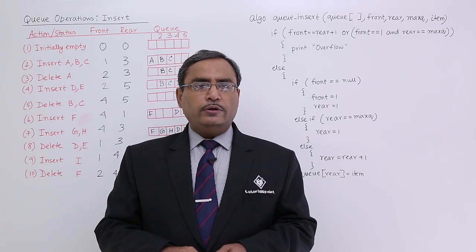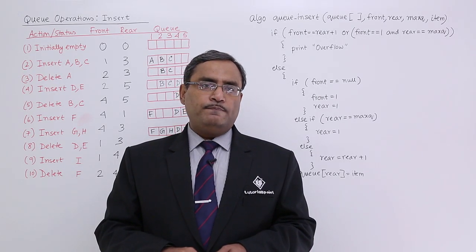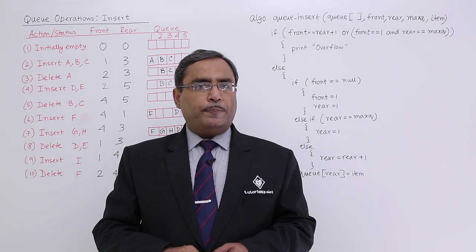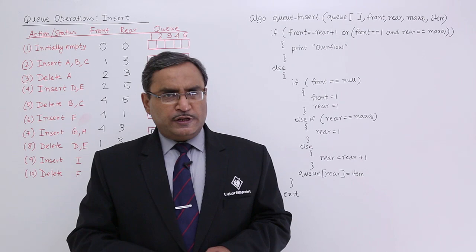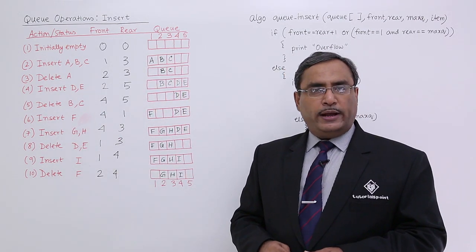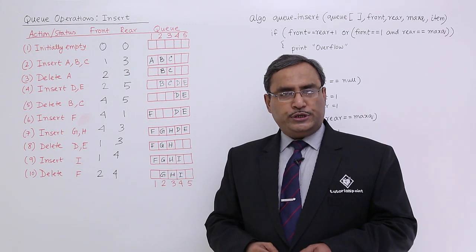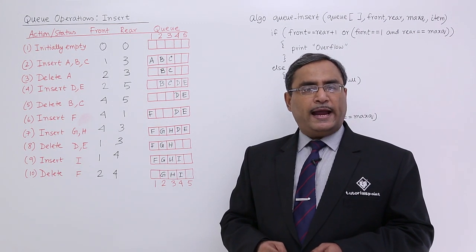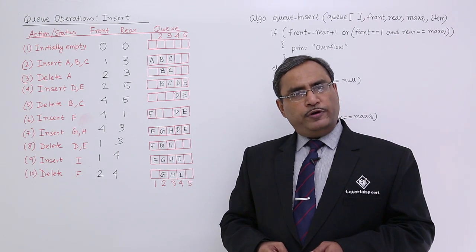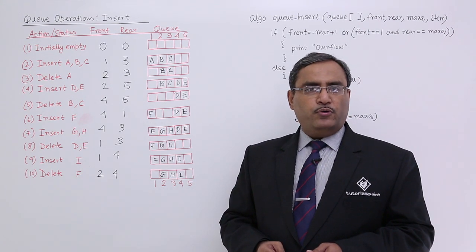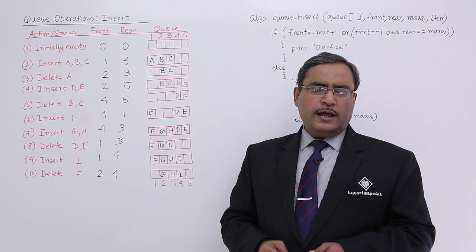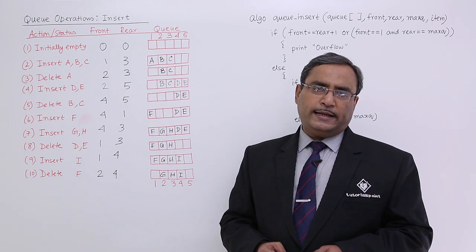In this session, we are going to discuss the operation on a queue, and specifically the insertion operation on a queue. In the previous video, we discussed that a queue is a sequence list which can be implemented either using an array or a linked list, and there we have two variables. One is the front, from where the deletion operation can take place, and another is the rear, at which end the insertion operation can take place.